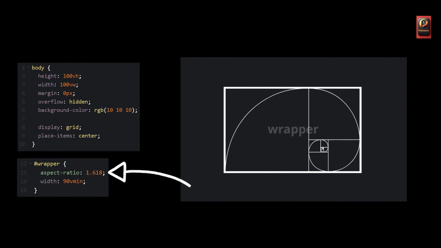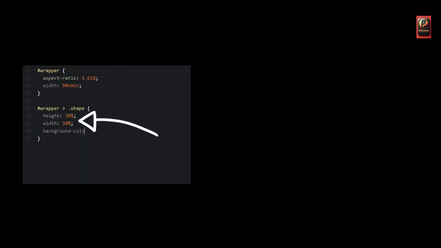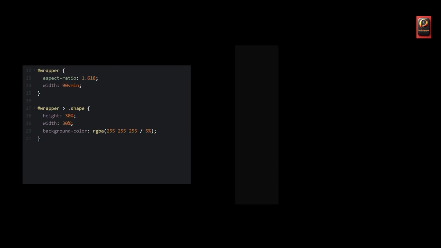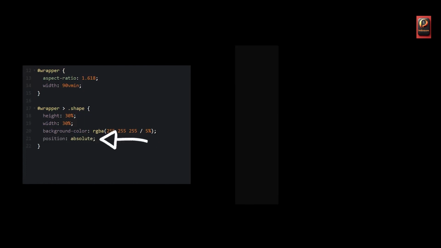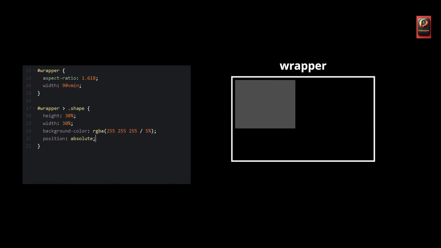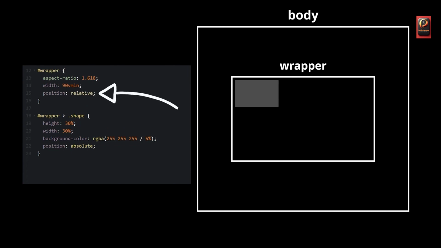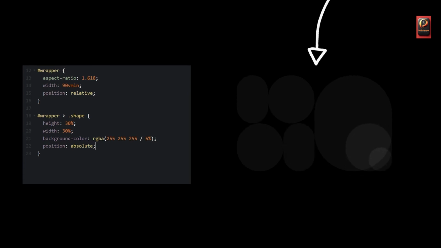I don't know what aspect ratio they use for their wrapper, but I figure the golden ratio is a good place to start. I'll give my shapes a default size and background color so I can actually see them. I want them to be able to move around freely like the wind, so I'll set their position to absolute since I'm using percentages for their sizes and positions. I need all of that to be relative to the wrapper rather than the whole body, so I'll have to set the wrapper's position to relative.